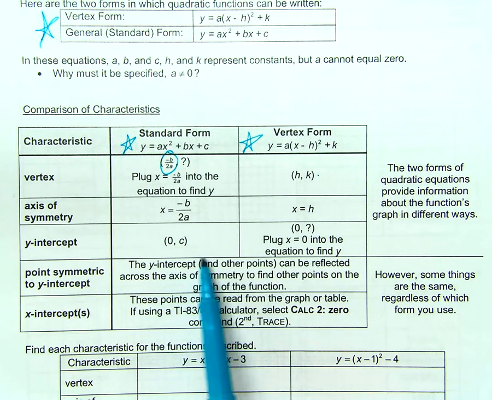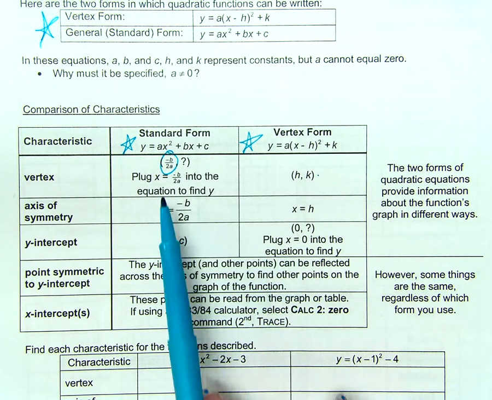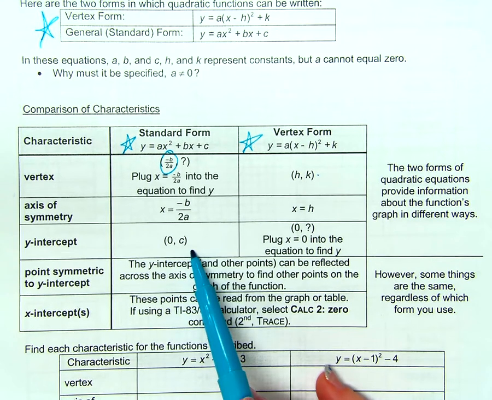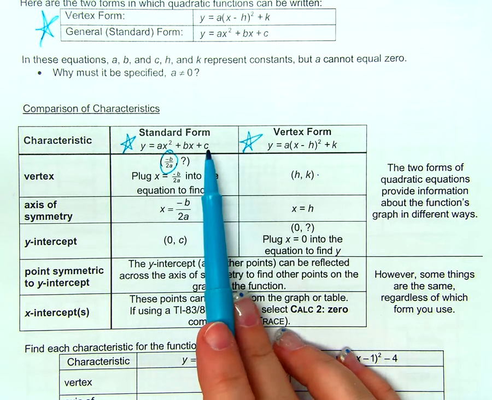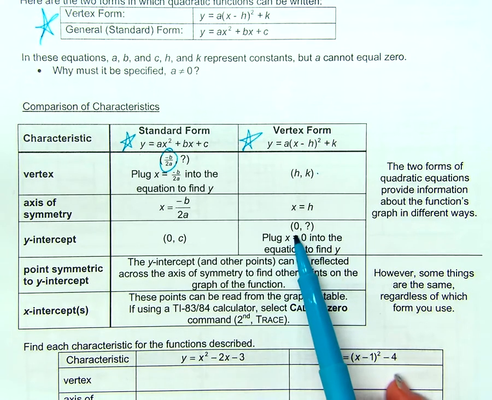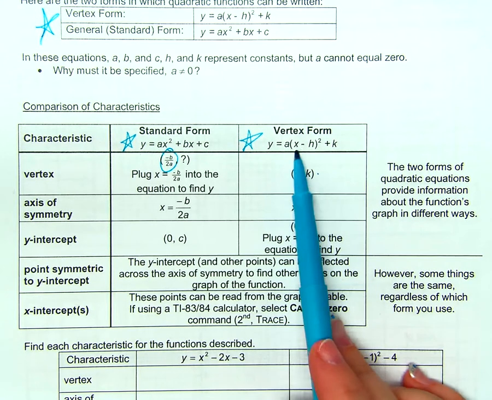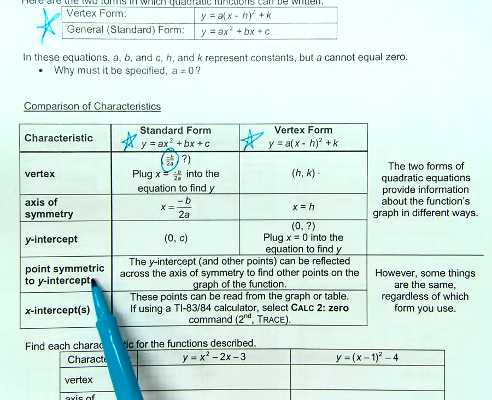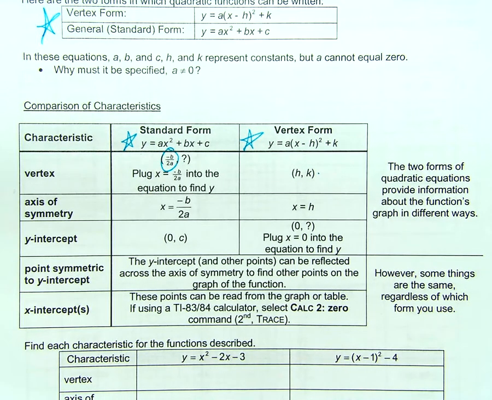The y-intercept, which one is easier to tell? Standard form or vertex form? Standard form, very clear. (0, c). C is given in the equation, right? In vertex form, we know x is 0. We just have to substitute in a 0 for x and solve for the y. Points symmetric to the y-intercept and the x-intercepts, we'll talk about that in a second.